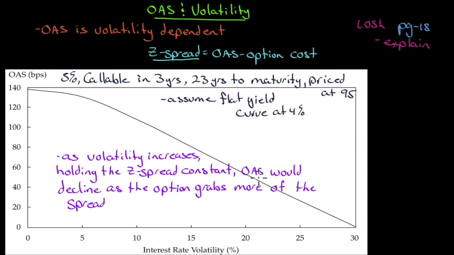The OAS, the option adjusted spread, would decline as the option grabs more of the spread. So we know that at higher levels of volatility, the embedded option becomes more and more valuable. It takes away from the value of the bond because obviously that belongs to the issuer, but it squeezes the option adjusted spread out of the z-spread as well. So we have it declining at very high levels of volatility. We can see the OAS is very, very small because you must keep a constant z-spread.